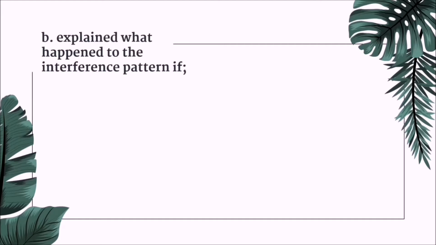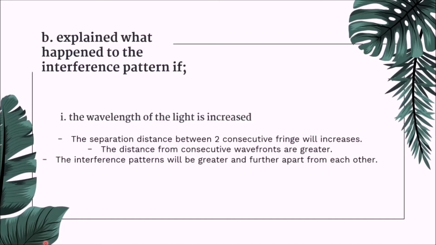So for question B, explain what happens to the interference pattern if the wavelength of the light is increased. The answer is the separation distance between two consecutive fringes will increase. The distance between consecutive wavefronts is greater. Third, the interference pattern will be greater and further apart from each other.